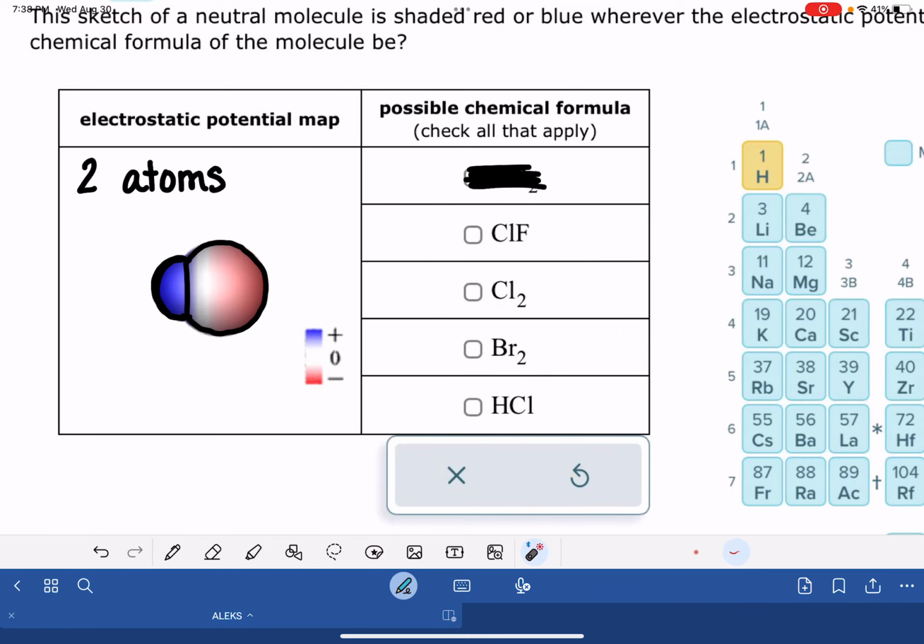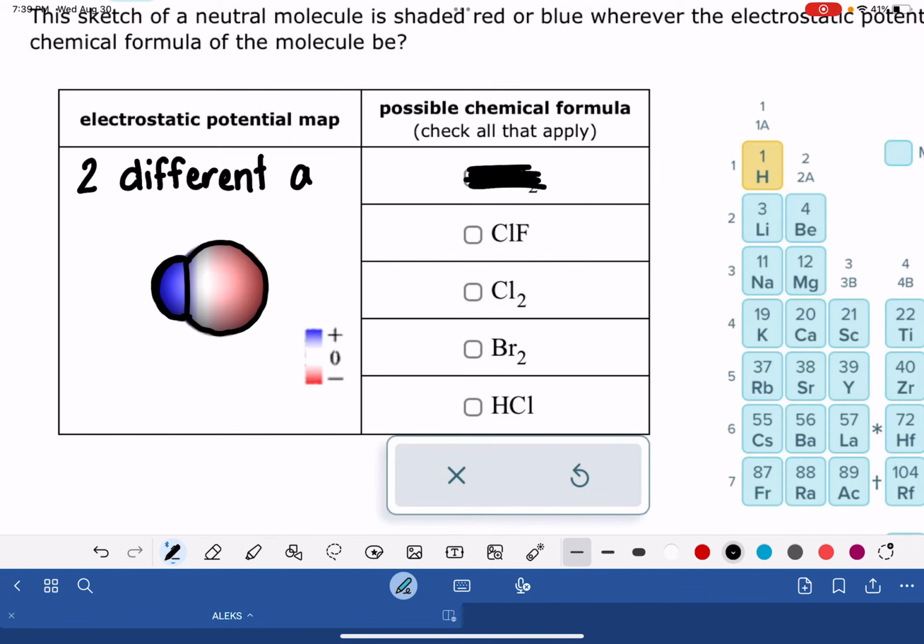The next easiest thing that we can do is take a look at the symmetry of our electrostatic potential map. When we're looking at symmetry, I want you to look at the relative sizes of the atoms and also the color coding as well. So what I see when I look at this is asymmetry. I see one small atom and one larger atom, and I see one blue and one red. And that tells me that I have not just 2 atoms, but I have 2 different atoms in this molecule.